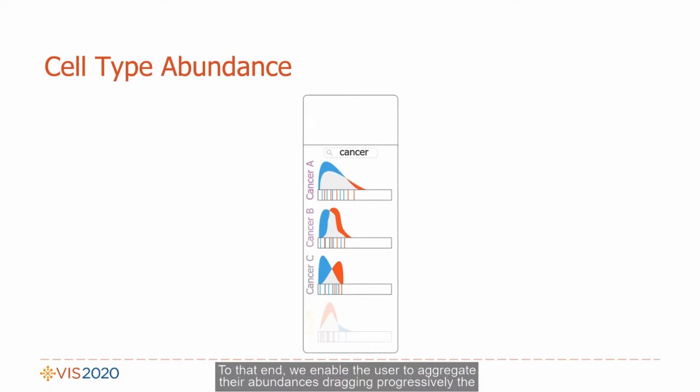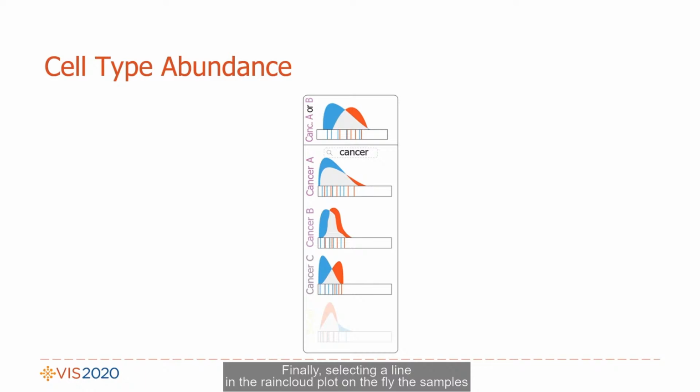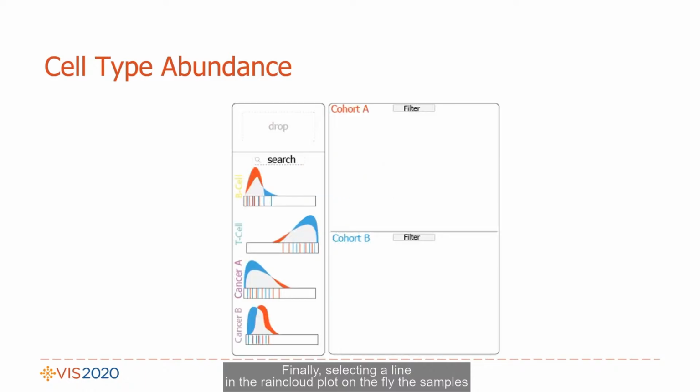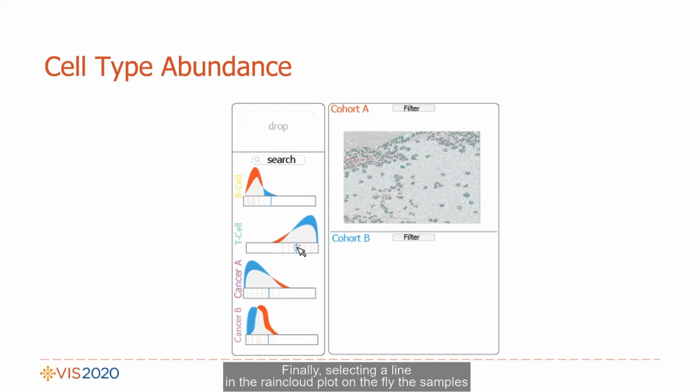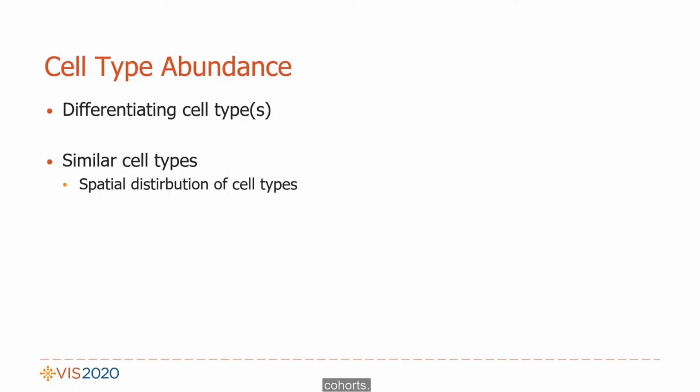To that end, we enable the user to aggregate their abundances, dragging progressively the rain cloud plots of the user's choice into the drop area, where they're combined into the corresponding aggregated plot. Finally, selecting a line in the rain cloud plot, on the fly, the samples are shown in the tissue view and the cells of the corresponding row are highlighted, fading out all the other cells. At the end of this task, the user can identify the cell types that prevail in one of the cohorts, or cohorts with distinct clinical characteristics but the same cellular abundances.